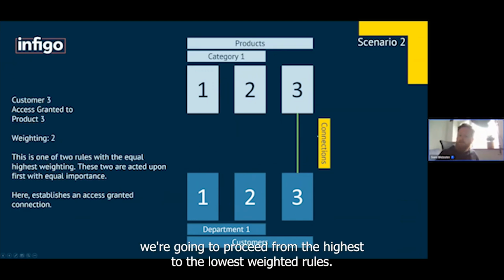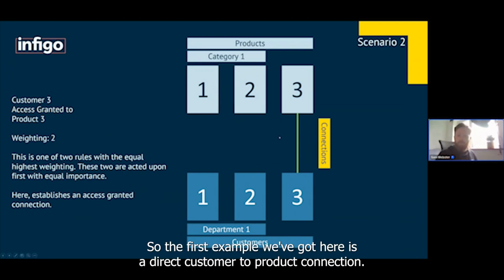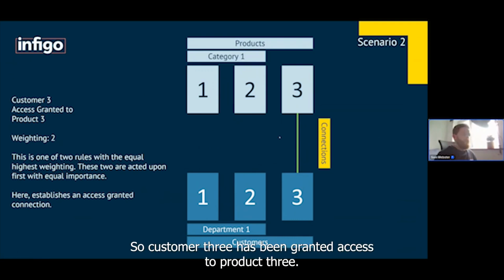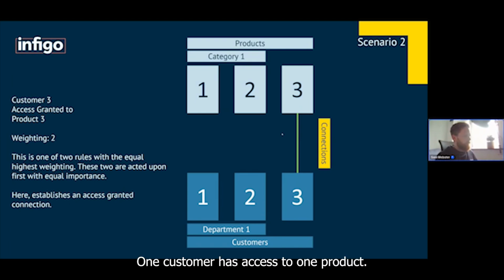Now remember, we're going to proceed from the highest to the lowest weighted rules. That's how this order of operation occurs. So the first example we've got here is a direct customer to product connection. So customer 3 has been granted access to product 3. That's got the highest weighting in this case, a weighting of 2. Nice and easy. Don't need to go into much else on that. One customer has access to one product.